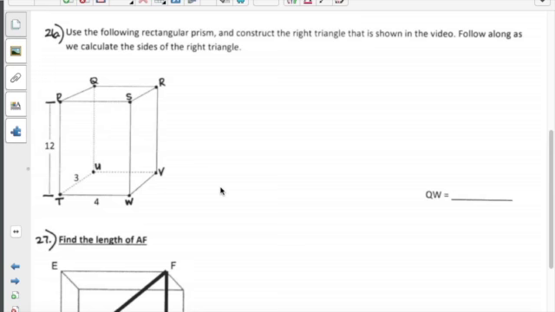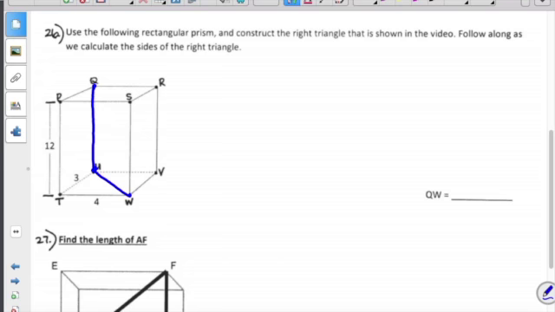All right, we are going to construct our right triangle. The first line I want you to draw is UW. So from U to W. The second line I want you to draw is UQ. And the last line, the third line, is QW. Q all the way down to W. Okay, that is our right triangle.